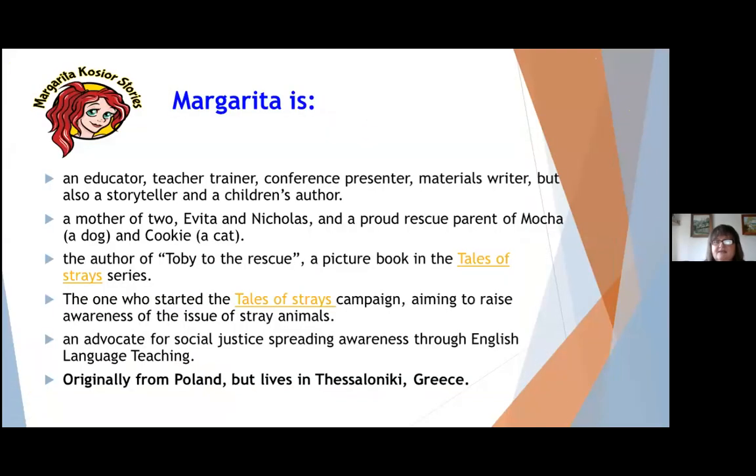And she is an amazing person who writes materials, who presents during conferences, who advocates for animals' rights, who advocates for campaigns on how to protect animals. And she is the one, right, who wrote a very good book, Toby to the Rescue. It's a picture book. You can find it on Amazon. Later, I'll show you the link.